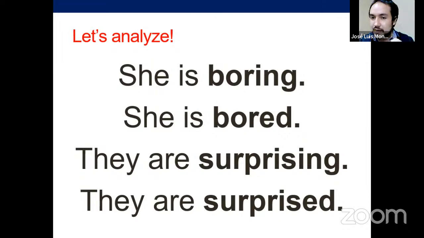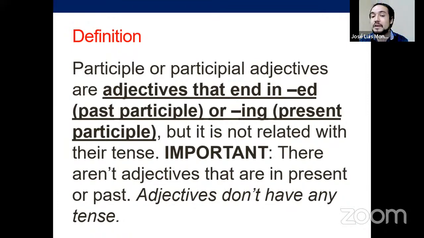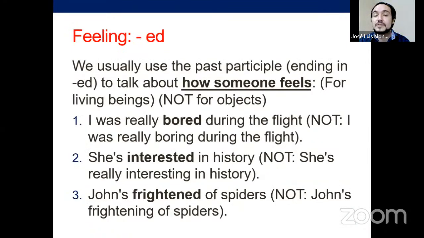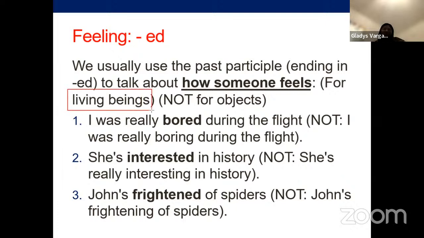Okay, but let's understand that. Perhaps if you have questions, you can stop me at any moment. But here we're going to understand that better with these elements here, guys. Let's read this slide, please. We usually use the past participle ending in ed to talk about how someone feels, for living beings, not for objects. So let's continue with the examples, please. I was really bored during the flight. Not, I was really boring during the flight.